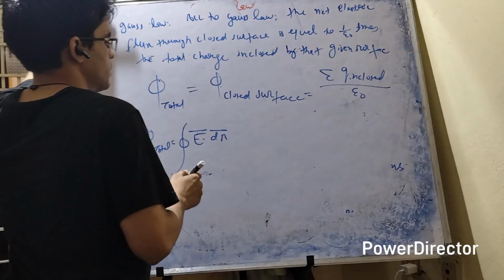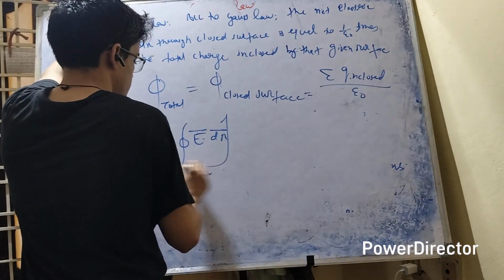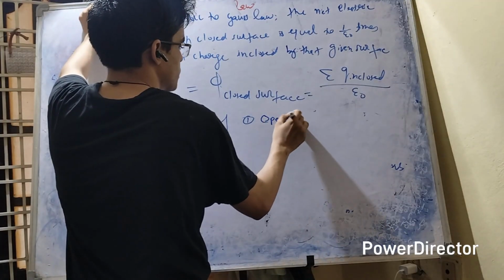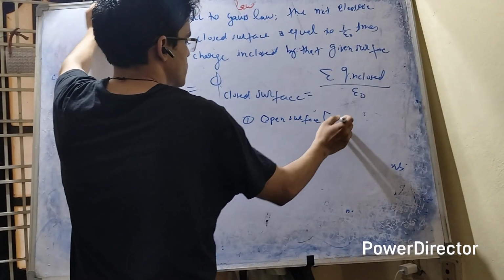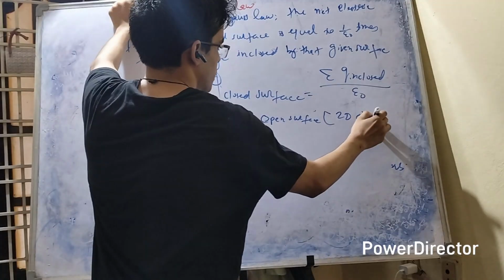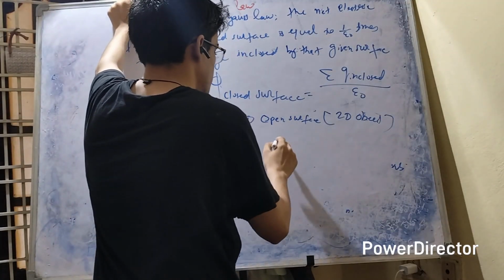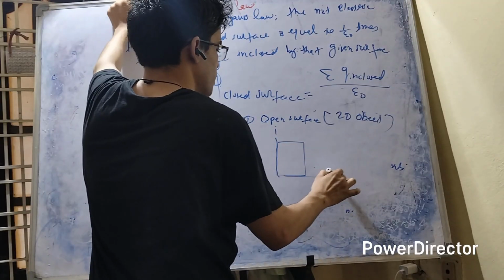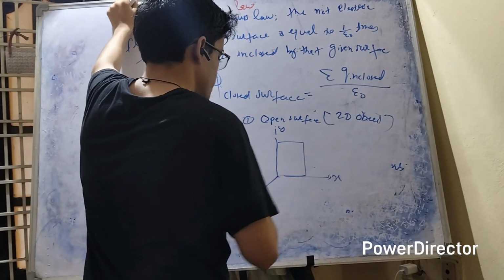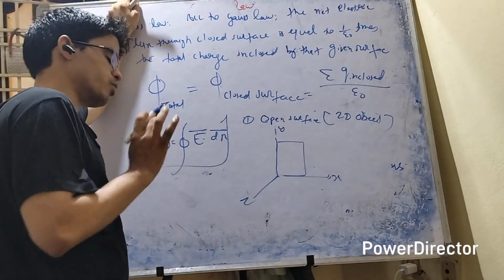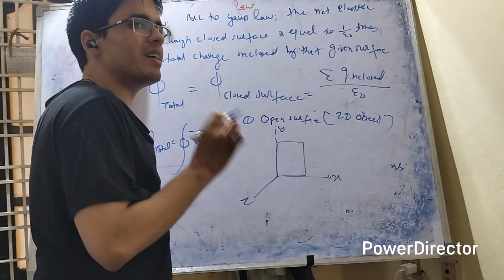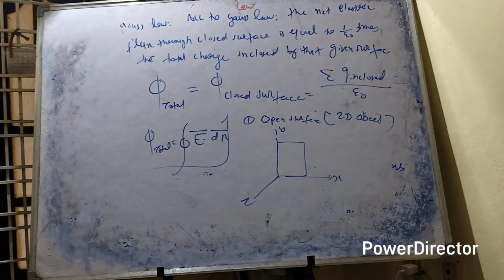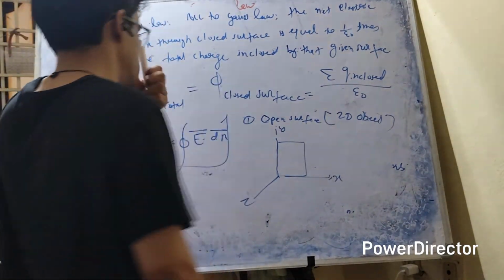I want to tell one thing here. I am telling about open surface. Open surface means a two-dimensional object. Here, suppose we have one square, and suppose this square is lying along the xy plane. I told already that I will consider area as a vector quantity, right? So tell me, what is the direction of the area vector?